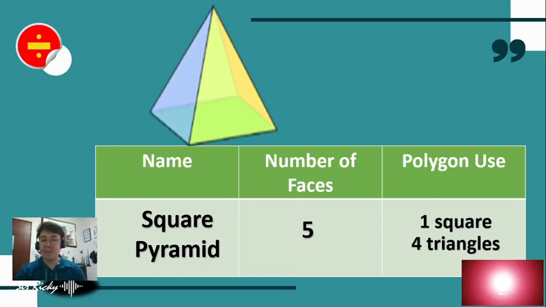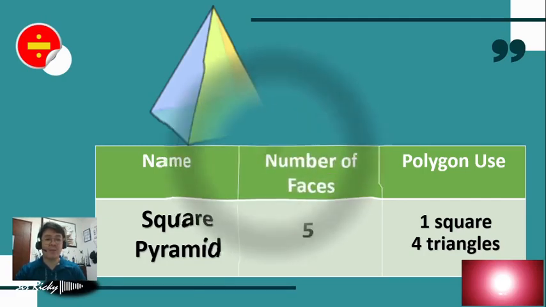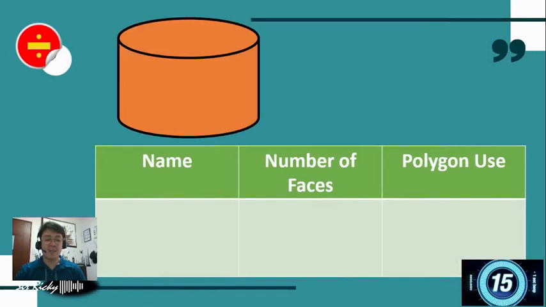Remember that a pyramid can be named according to the shape of the base used. So in this solid figure, the base is a square. That's why it is named a square pyramid. The next one is this solid figure. What solid figure is this?